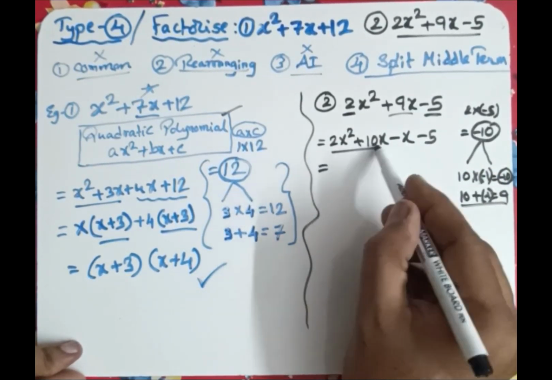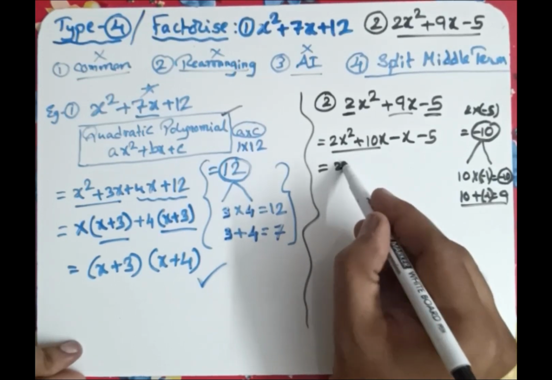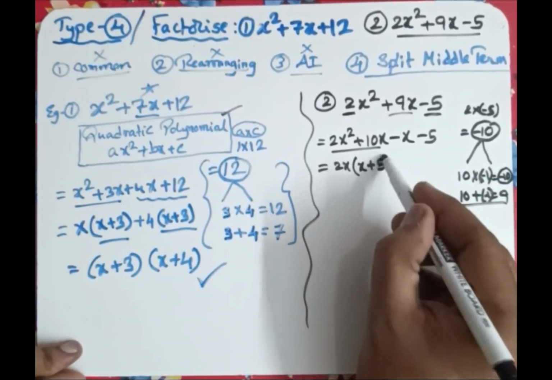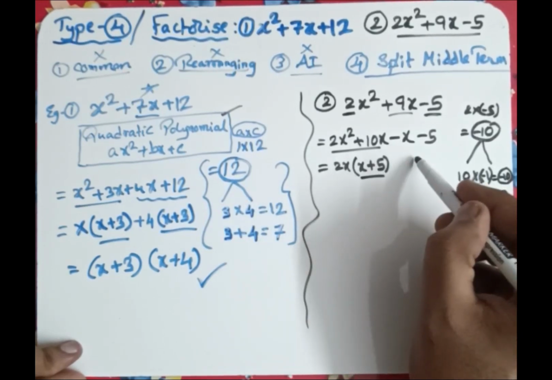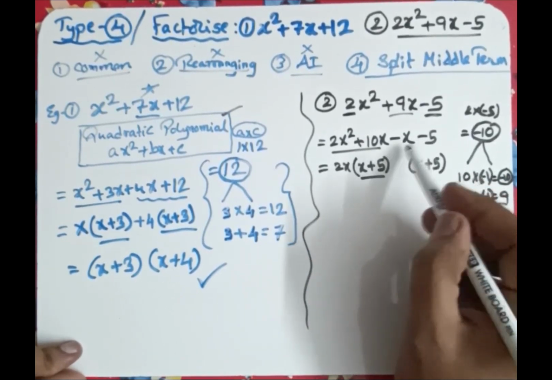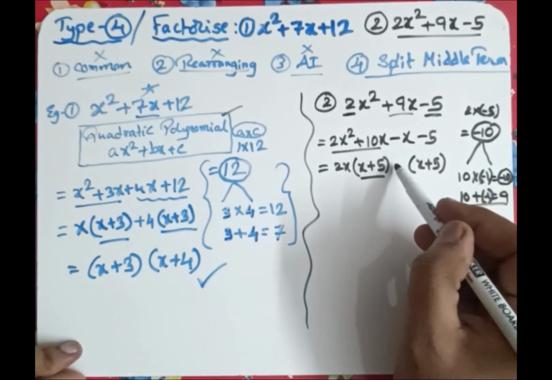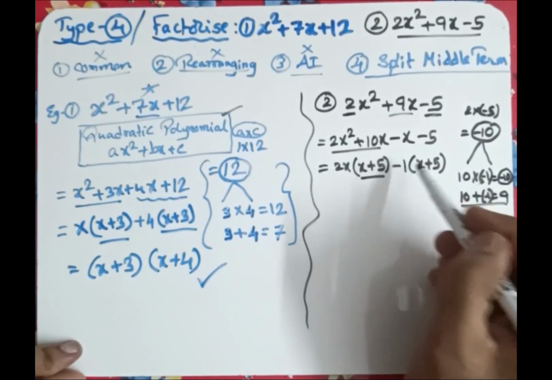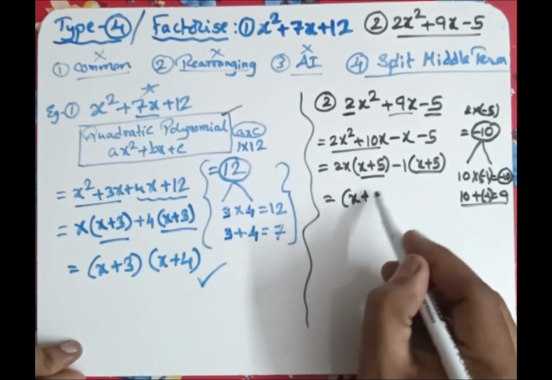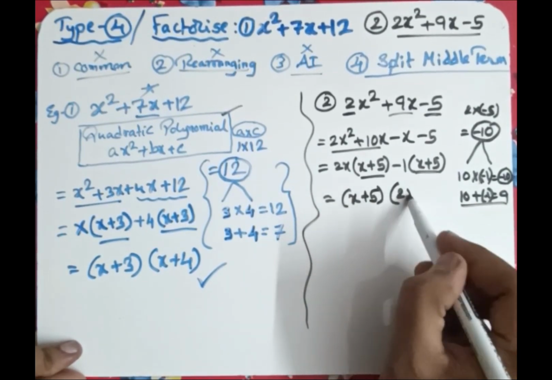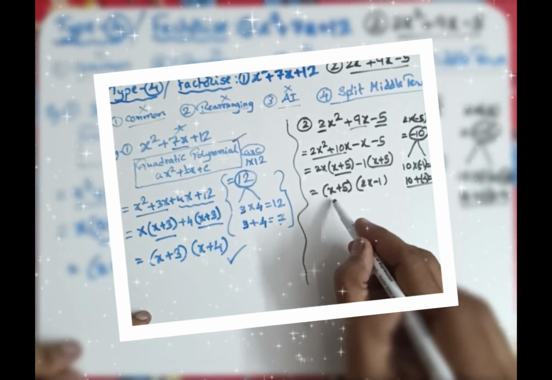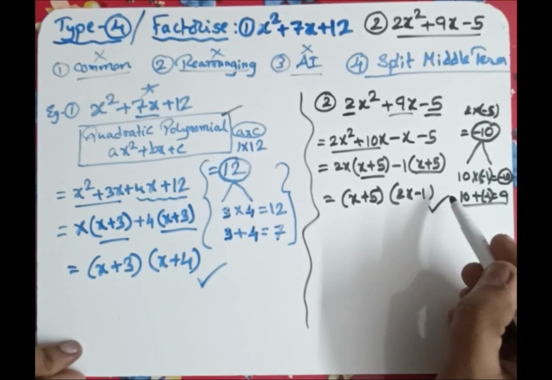From the first two, what can you take common? 2x we can take common. So what is left? x plus 5. Write the same x plus 5 here friends. What is missing beside x and 5? Minus is missing. So keep minus. 1 is a factor always. Now take x plus 5 common. So we get 2x minus 1, the leftover outside x plus 5. In this way, the factorization is done.